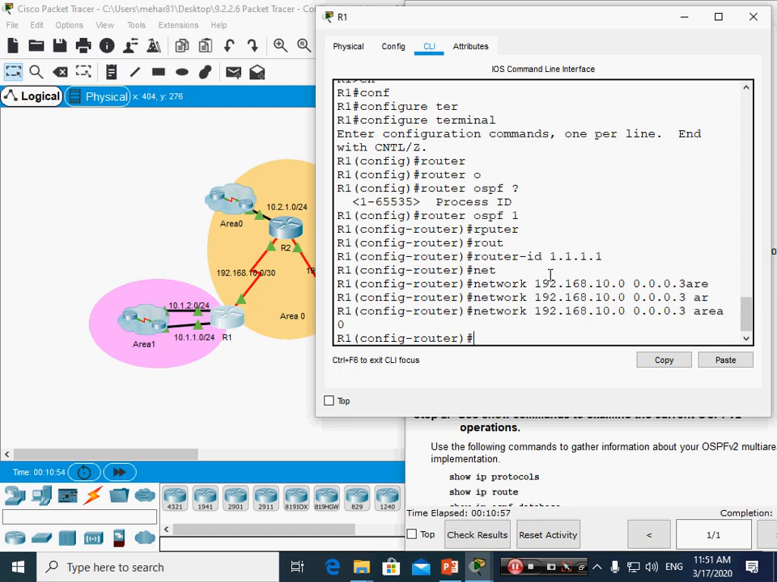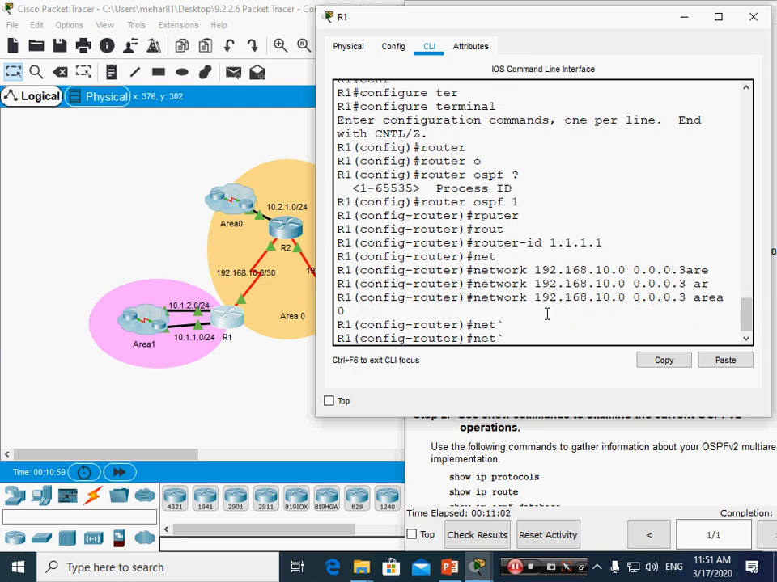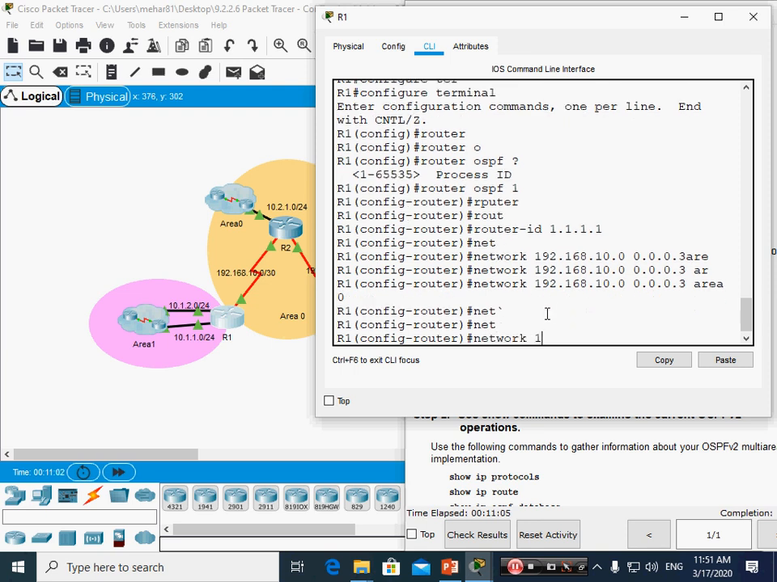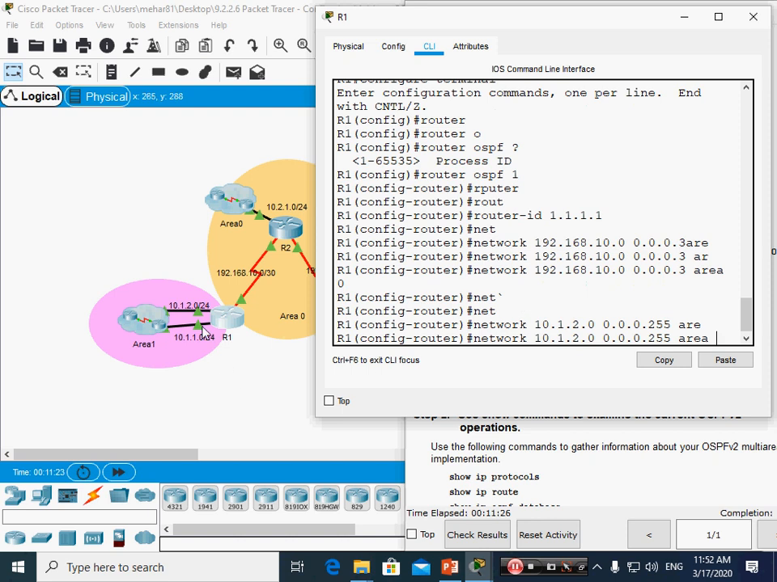Then you need to type the two other networks. Now which network do you have? Network 2.0. What is the wildcard mask? Yes, you are absolutely right, 0.0.0.255. What is the area here now? This network is in area 1. Yes, absolutely, so area 1.